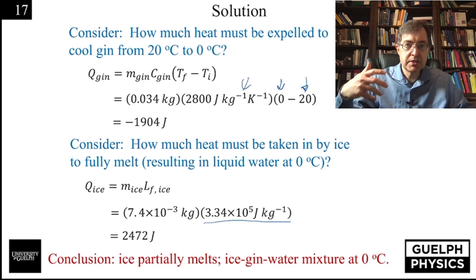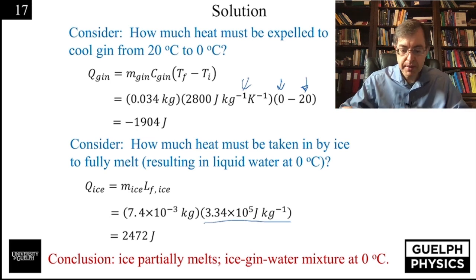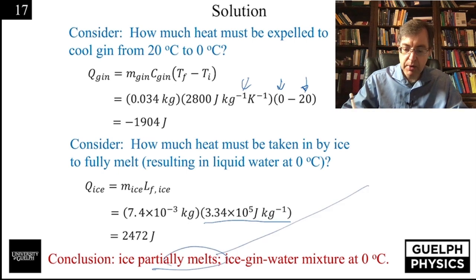And so what happens instead is that the ice partially melts. And so you end up with ice at 0 degrees Celsius in equilibrium with gin at 0 degrees Celsius, or a gin, ice, water mixture, and there is some water because of the partial melting at 0 degrees Celsius. So by partially melts, you might ask, well, how much ice melts?